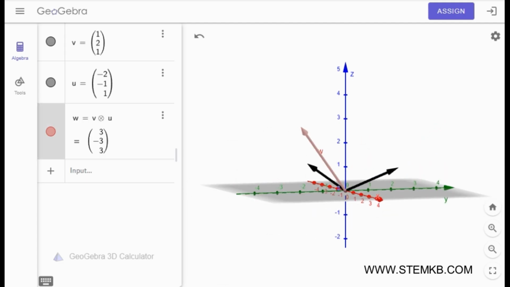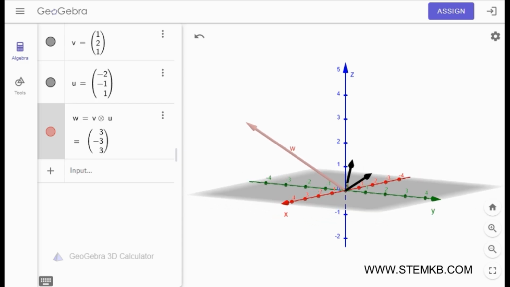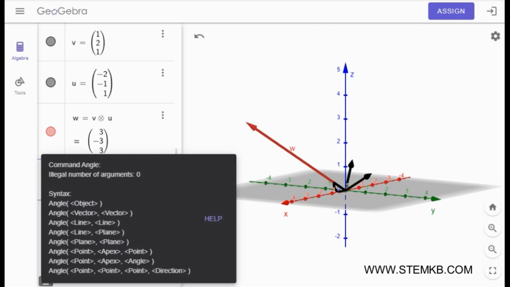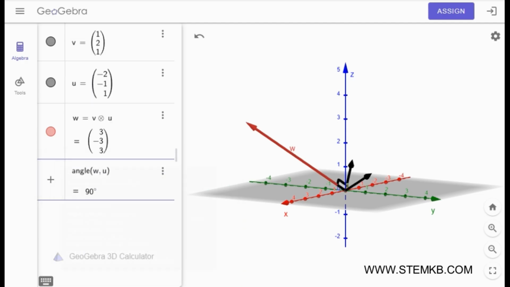And it follows the right-hand rule. So if you put your fingers along u and then your middle finger along v, your thumb will point in the direction of the cross product. Okay, I'm doing that now. That's awesome. So it defines like a new dimension almost, or new direction.